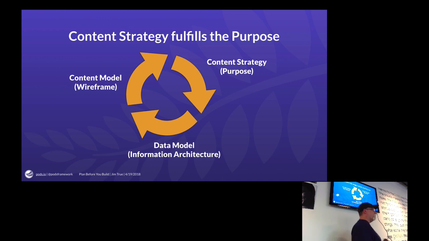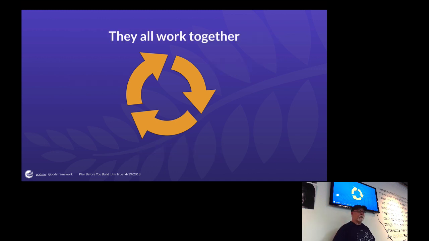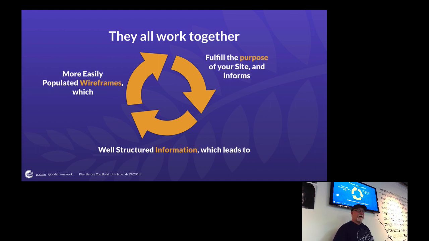And your wireframe, which is what I did with those two little website pictures, is typically how people are going to look at your website, how they're going to get that information. So you do the wireframe to help you figure out what your content model is. Your content model defines what data you're going to collect. Or if we take it one more step, they all work together: the well-structured information leads to more easily populated wireframes, which fulfill the purpose of your site and inform your well-structured information. All three of them work together. You can't have one without the other, and they all work together.